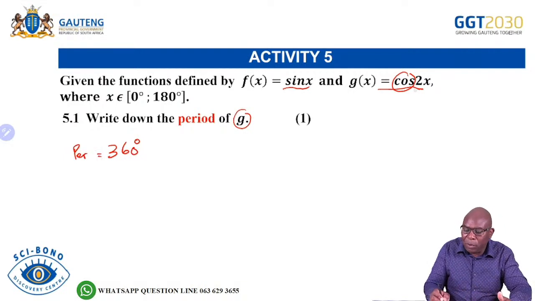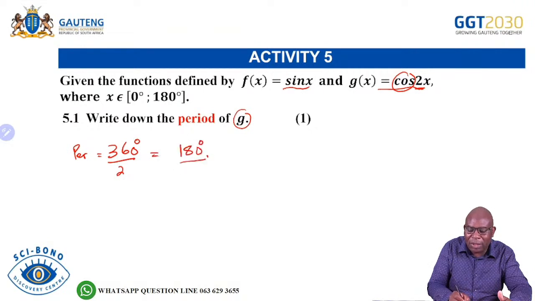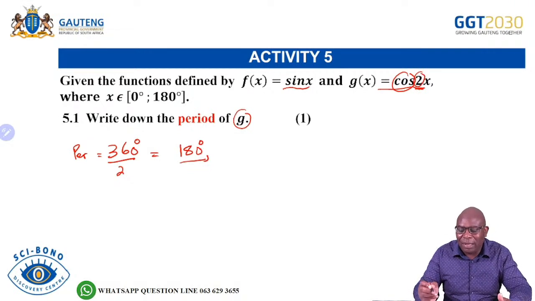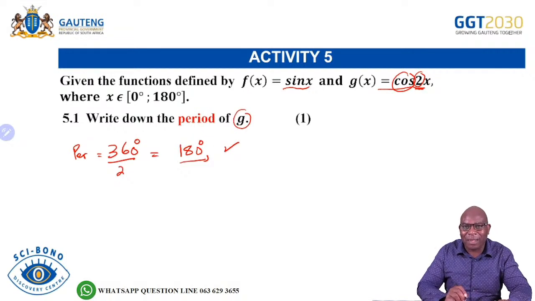But because there's a 2 here, we're going to say that divided by 2, and it gives you 180 degrees. So if it was 3 there, I'll divide it by 3. If it's 4, I'll divide it by 4 to get the period of the graph. That's 1 mark. Easy marks. If I needed the period of that, I have 1, so it was 360 divided by 1, which is 360.